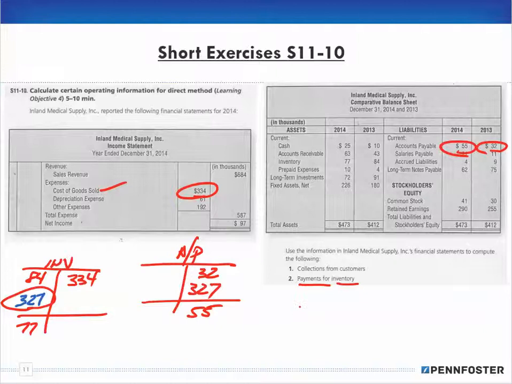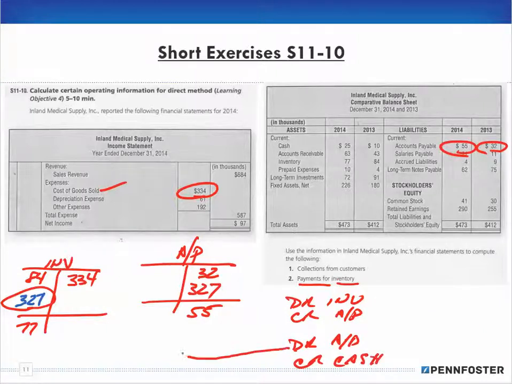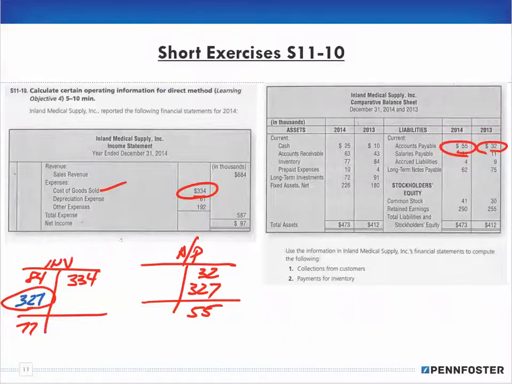Because remember, when we buy inventory, we're going to debit inventory, credit accounts payable, okay? And then when we pay off the accounts payable, we're going to debit the accounts payable and credit our cash, right? So this debit to the accounts payable is what we're looking for when we're paying it off. So we know what the payment for inventory is. So let's do the math for that.